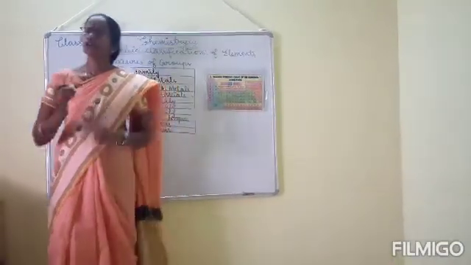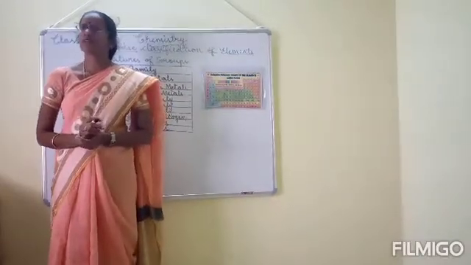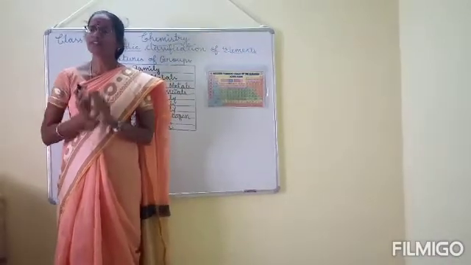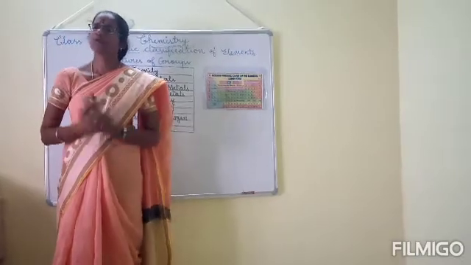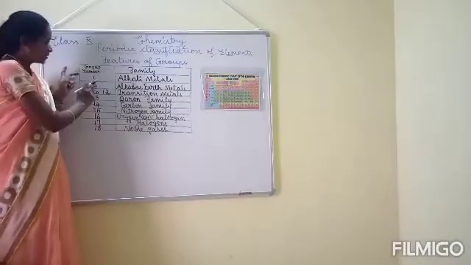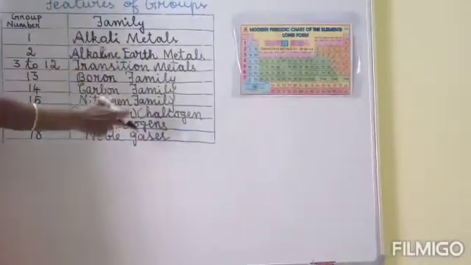Due to the characteristic properties of these elements, they are arranged into groups, and these groups can be classified into various families. What are they? Let me see now. See here: on this side the group number and on the right-hand side the family name is given.